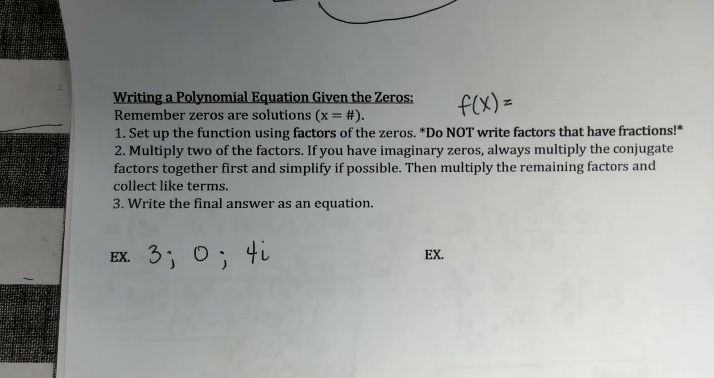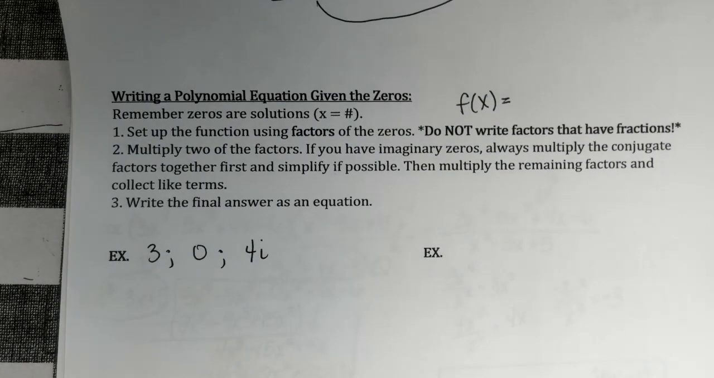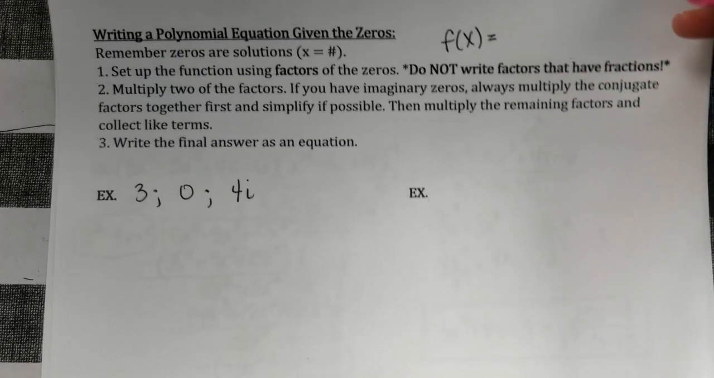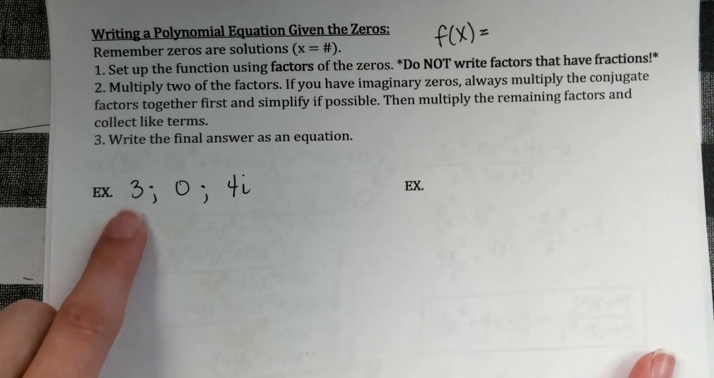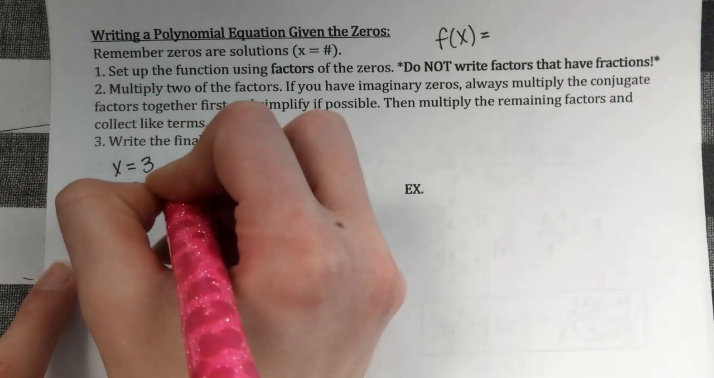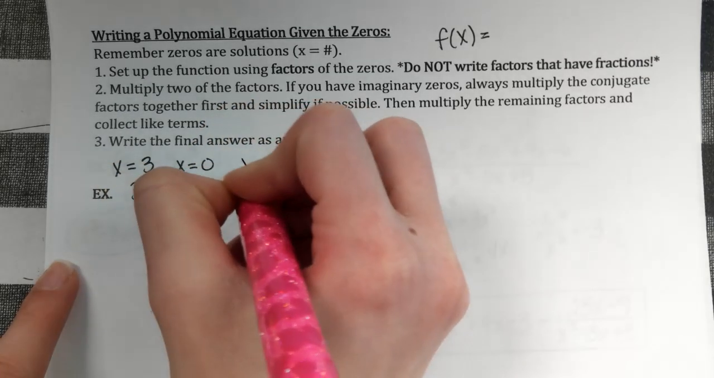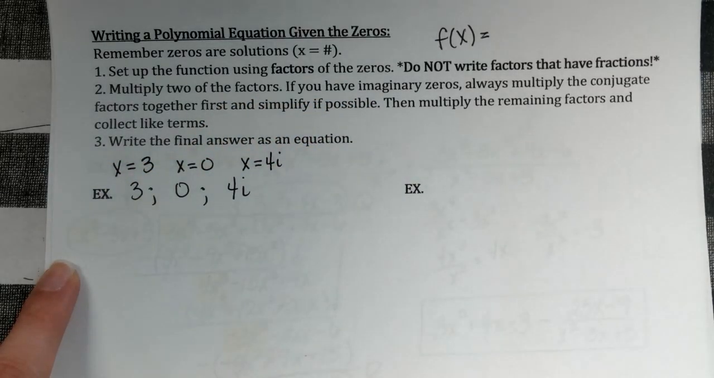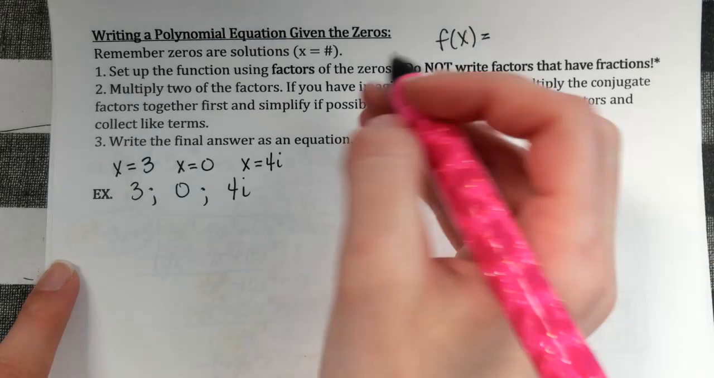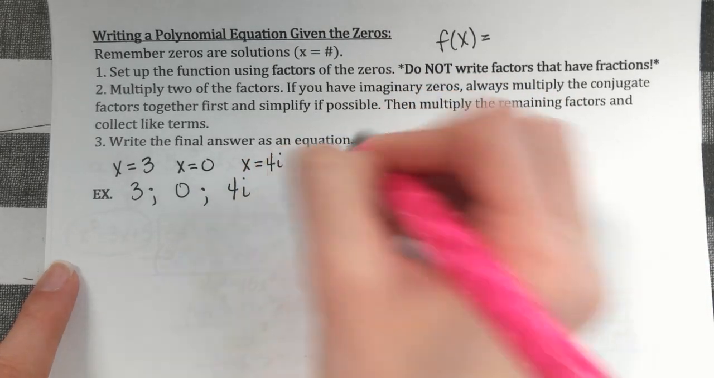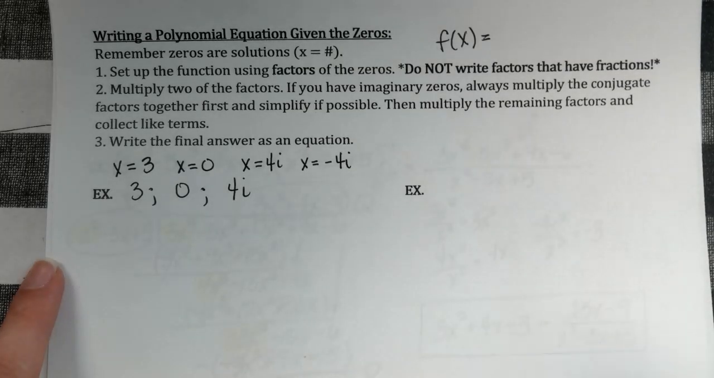You're going to have your instructions, and you're just going to have numbers. It could be 2, or it could be 3. It could be more, but I don't think I do any more than that. Okay? So what this is telling you x is equal to 3, x is equal to 0 and x is equal to 4i. If x is equal to 4i, what do I also have? Its conjugate, negative 4i. So you have to understand that.